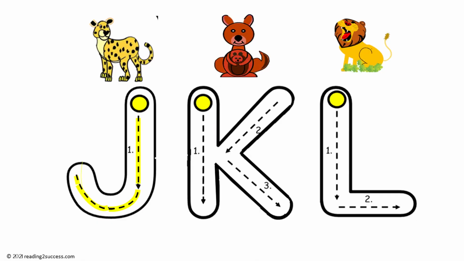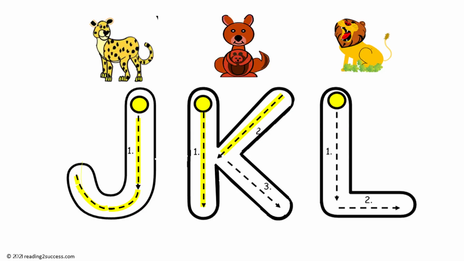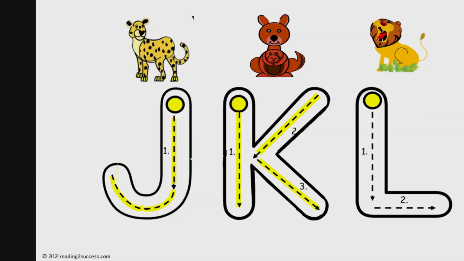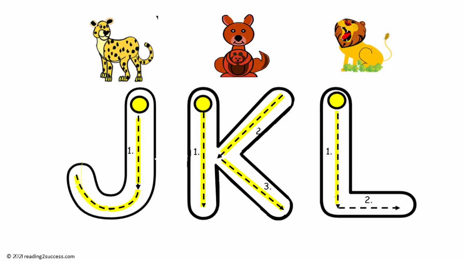The letter J has one part. The letter K has three parts. 1, 2, and 3. The letter L has two parts. 1 and 2.